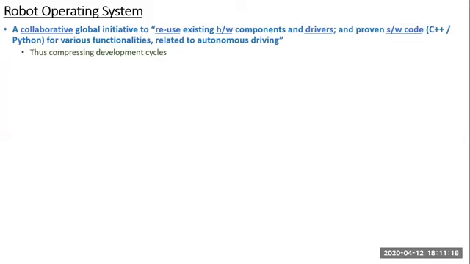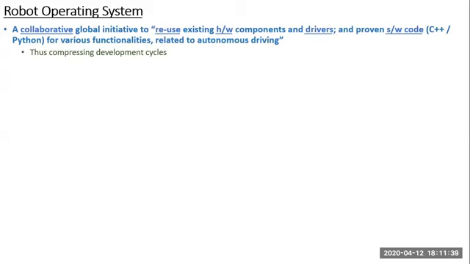whether it can be C++ code or Python, for what? For various functionalities. So fusion code is already there. Hey, I have data coming from different sensors. How can I synchronize them? Don't worry. The proven code is already there. So you are not wasting your time.